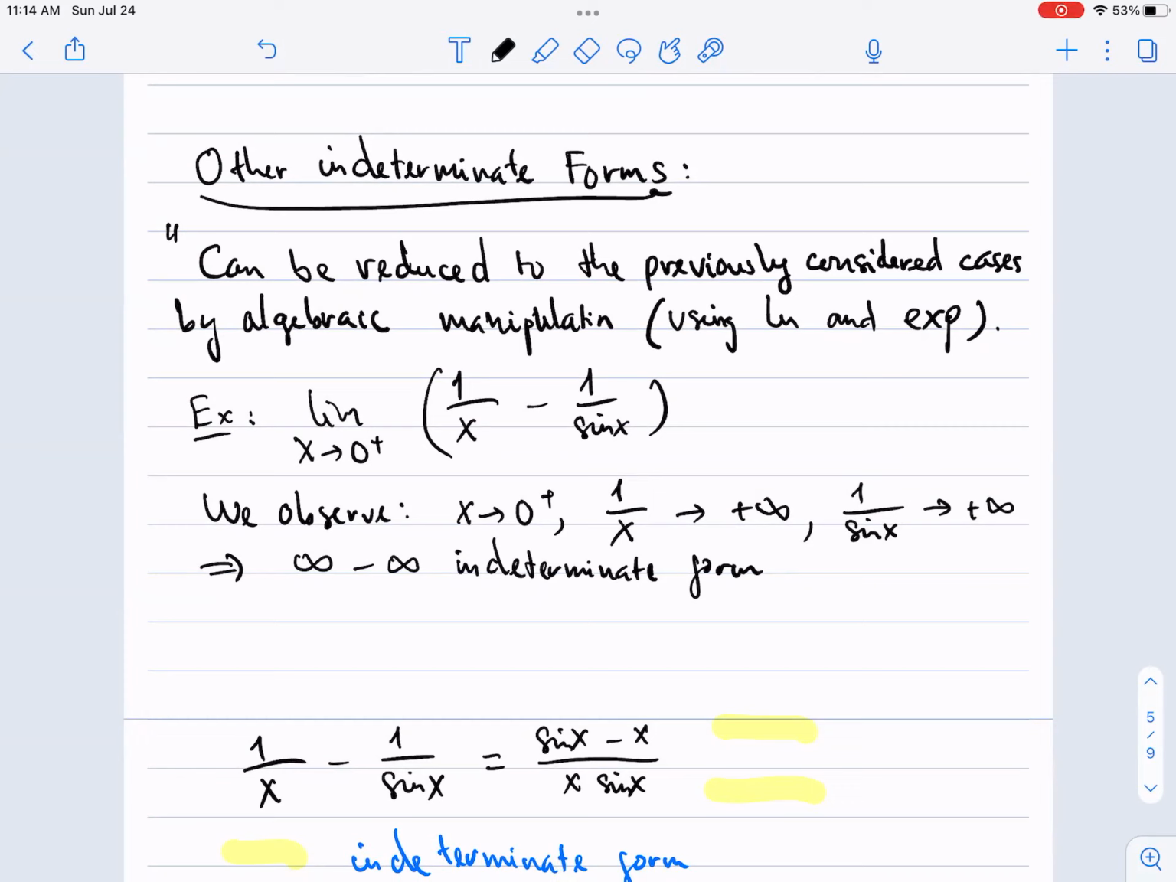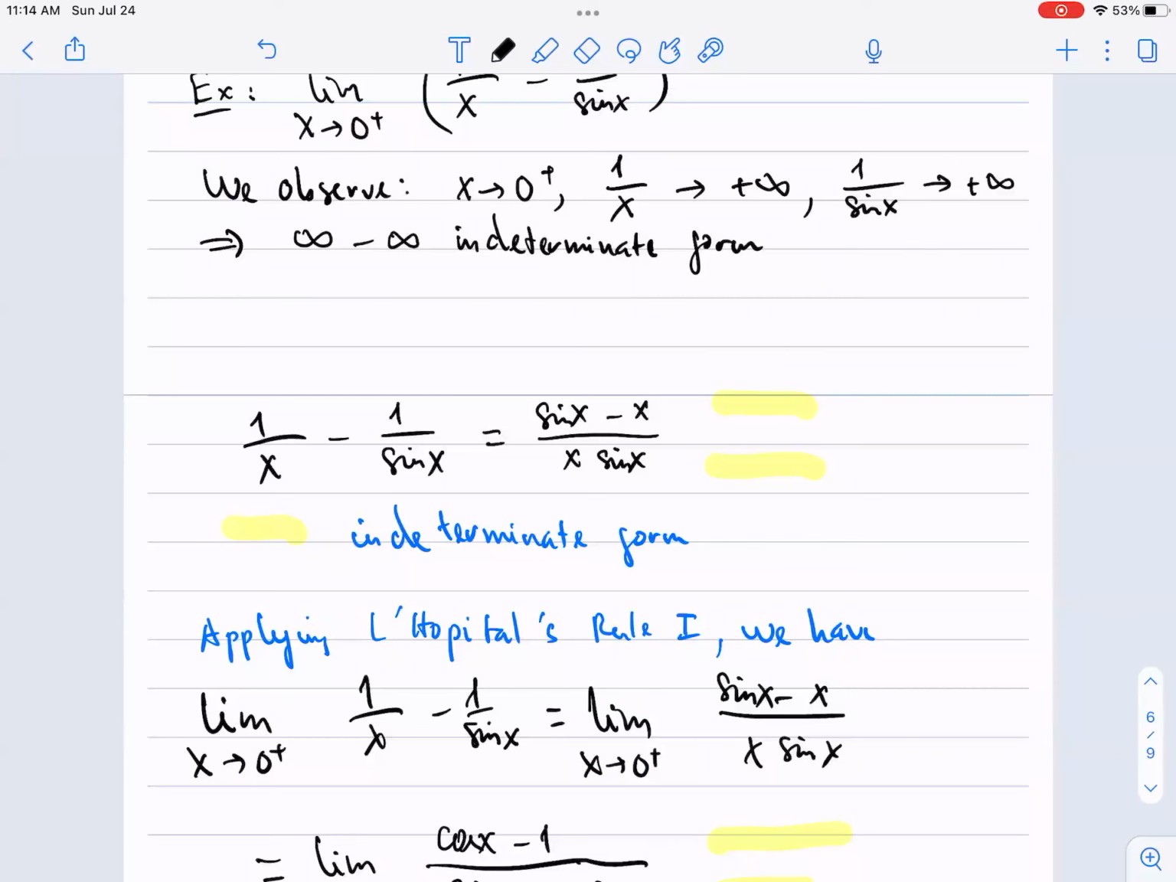Here is an example. We consider the limit when x approaching 0 plus of the difference 1 over x minus 1 over sin of x. We observe that when x approaching 0 from the right, namely x bigger than 0, then 1 over x approaching plus infinity, and 1 over sin of x is also approaching plus infinity. So here we have the case infinity minus infinity, which is an indeterminate form. So how do we do it?